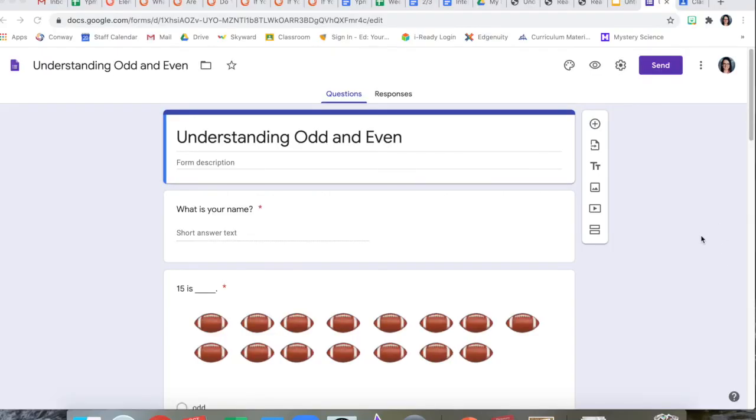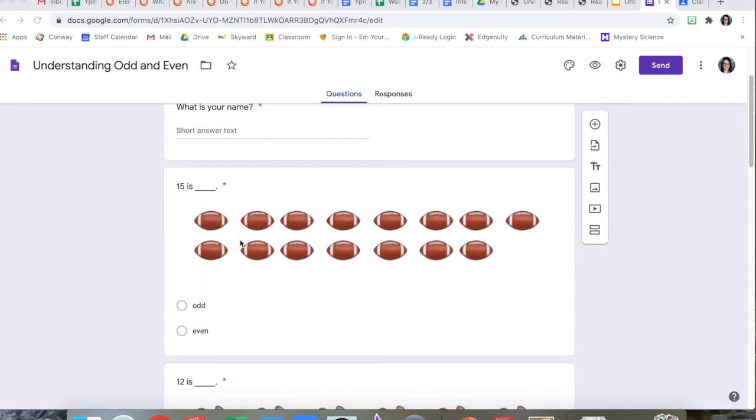Okay, this is your assignment that you're going to turn in today in Google Forms. First of all, you've got to put your name at the beginning so I know whose answers these are. Most of the questions have a picture. At the top, there is the number of things in the picture. 15 is blank. You need to tell me if it's odd or even, and you can use the picture to help you.